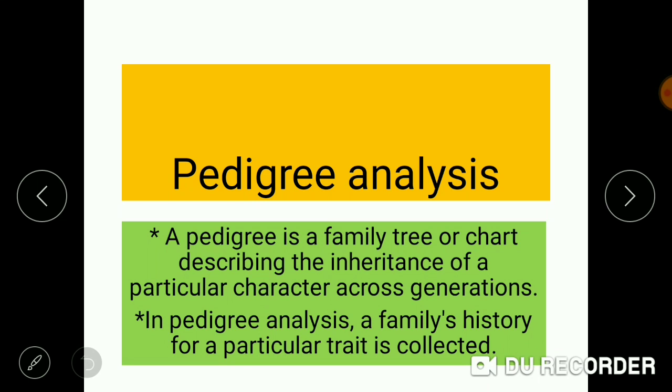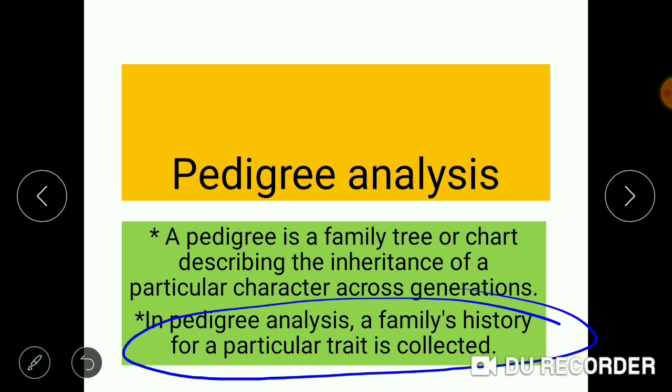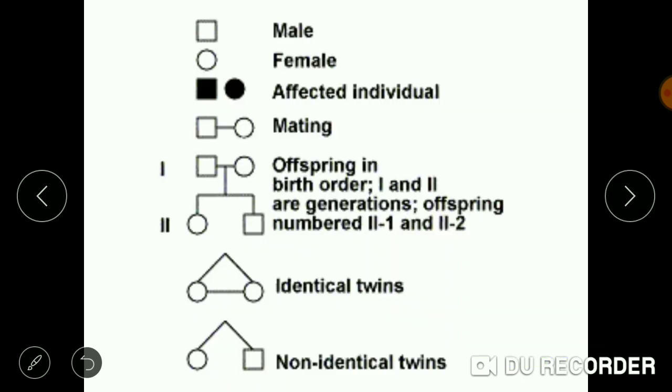Pedigree is a family chart which describes the inheritance of a particular character running across the generations. In short, we can say that it depicts the family's history for a particular trait. If in a family there is a person having a disease, the chances of that disease getting transferred to the next generation can be depicted with the help of pedigree analysis.